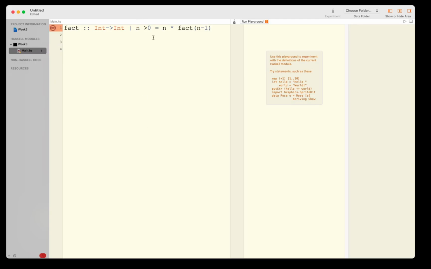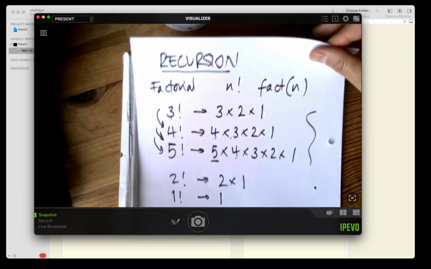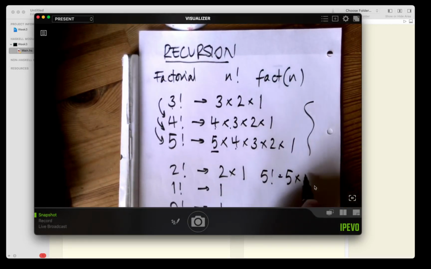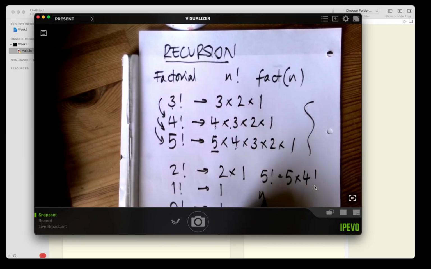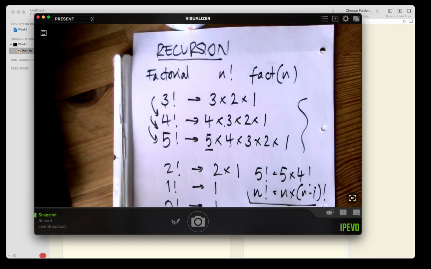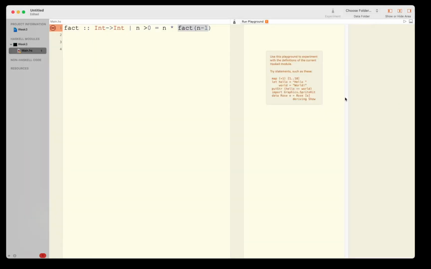Let's just have a look at what that says. If it's greater than 0, so it could be 3, it could be 4, it could be 5, it means that you're multiplying the number times the previous factorial. What does that mean? Well, if we look at these examples here, if you're trying to work out 5 factorial, that's 5 times 4 factorial. If that's n factorial, that's n times n minus 1 factorial. That's the relationship we are modeling here in this particular statement.